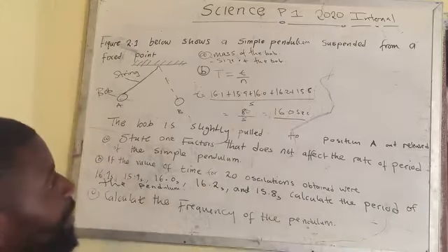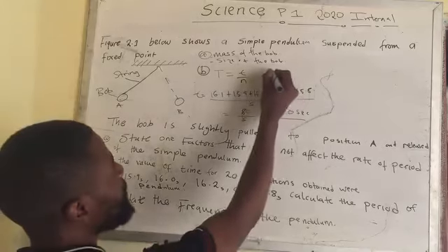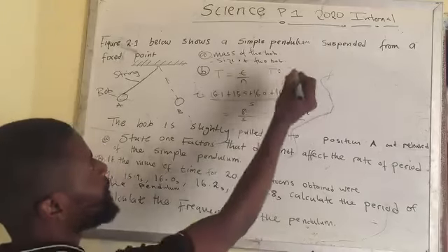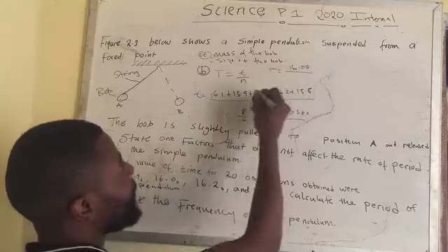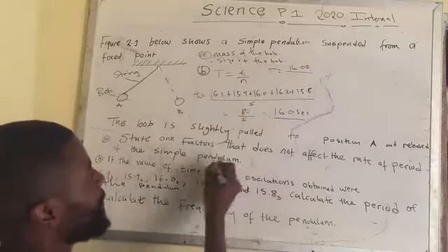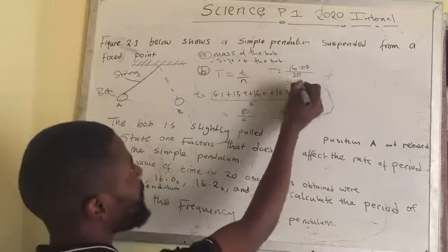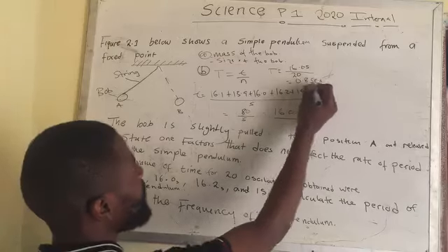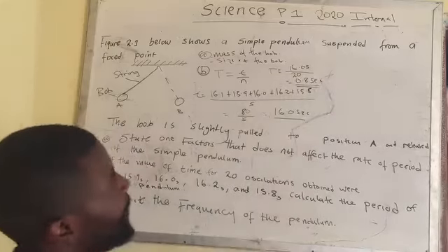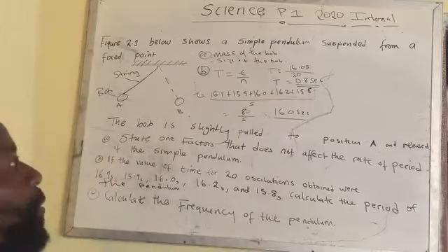Then we can calculate the period, where the period will be equal to the time, 16.0 seconds, over the number of complete oscillations, which they have said is 20 in the question, so we divide by 20. If you divide, it will give us 0.8 seconds, because period is also time. This is how you find the period of the pendulum.